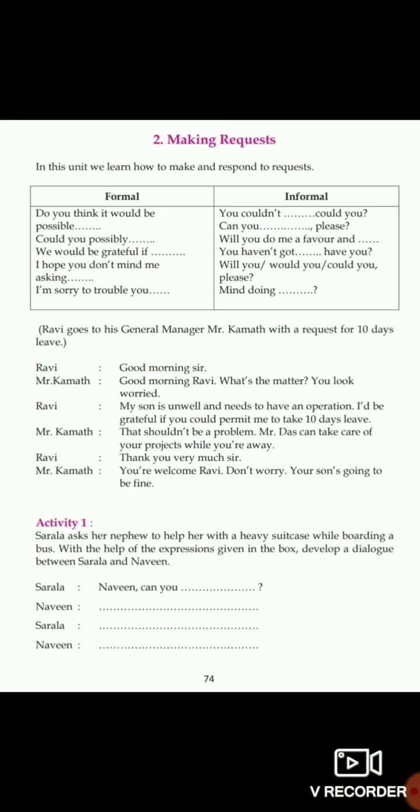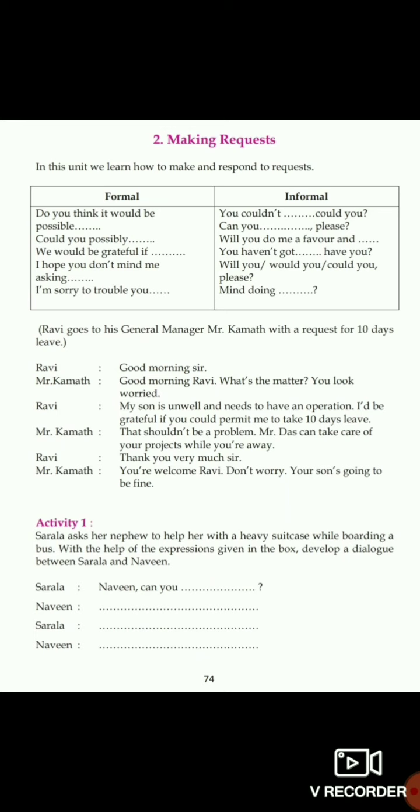Ravi: Good morning, sir. Mr. Kamath: Good morning, Ravi. What's the matter? You look worried. Ravi: My son is unwell and needs to have an operation. I'd be grateful if you could permit me to take 10 days leave. Mr. Kamath: That shouldn't be a problem. Mr. Das can take care of your projects while you are away. Ravi: Thank you very much, sir. Mr. Kamath: You are welcome, Ravi. Don't worry. Your son's going to be fine.